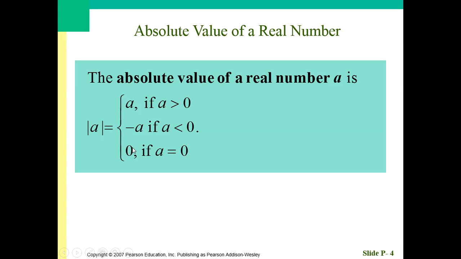Ooh, there's a little typo there. And of course, if it's 0, you get 0. So absolute value of a real number is always going to be positive or 0. It will never, ever be negative because it's a distance.